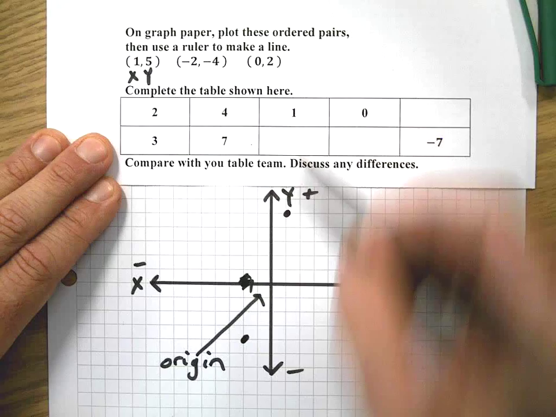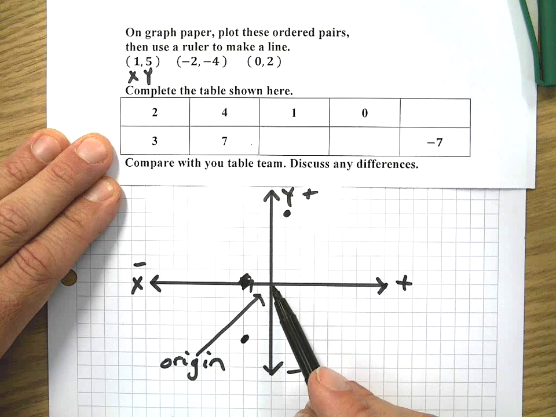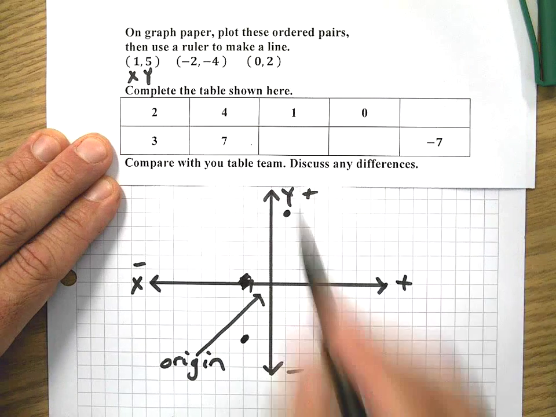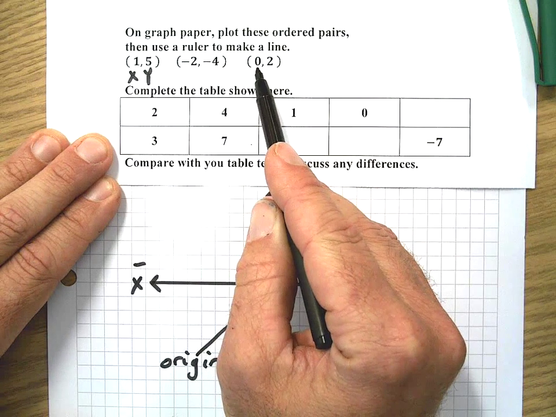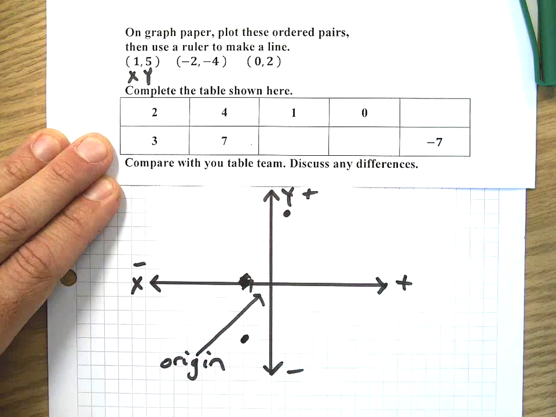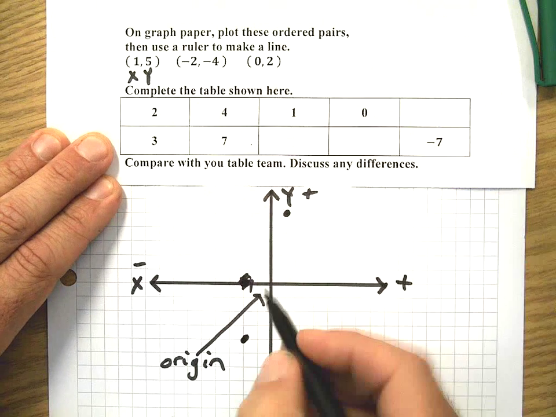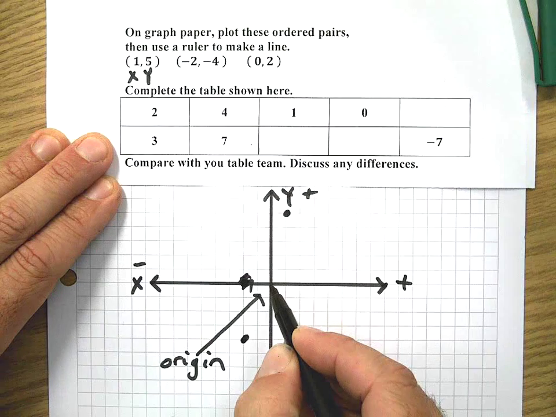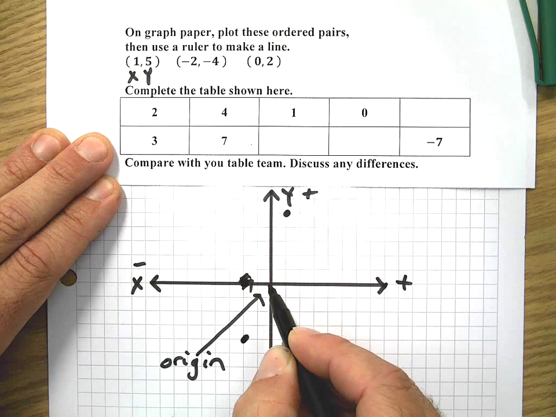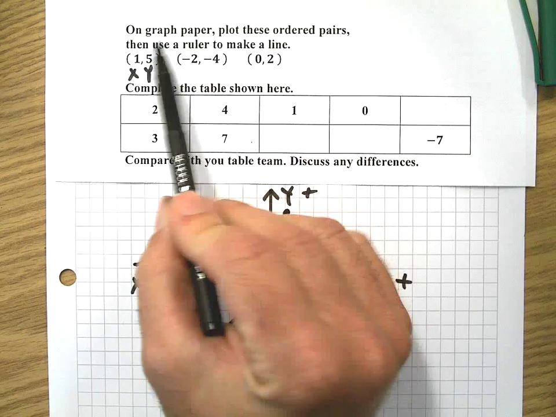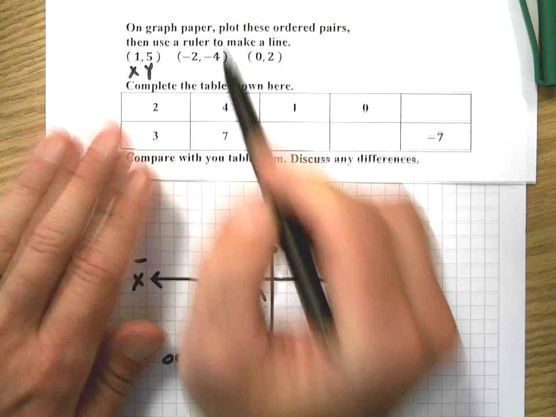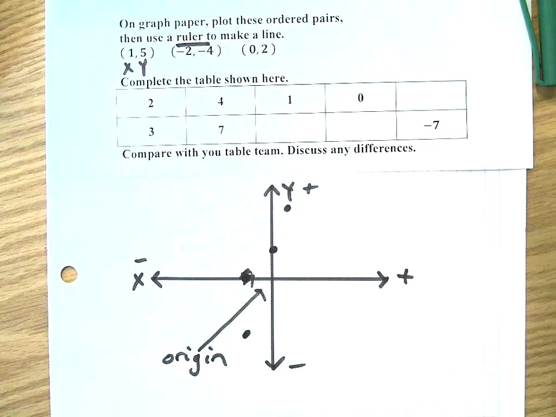Next one. I start back at the what? Origin. And do I go left or right? I don't move at all. But from there, where I didn't move at all, do I go up or down 2? Up. Bam. So plot these ordered pairs, then use a ruler.